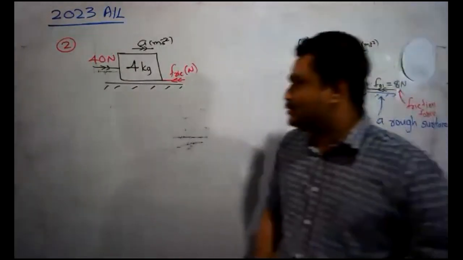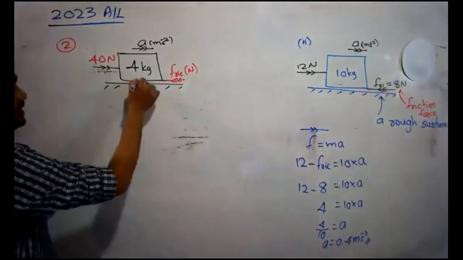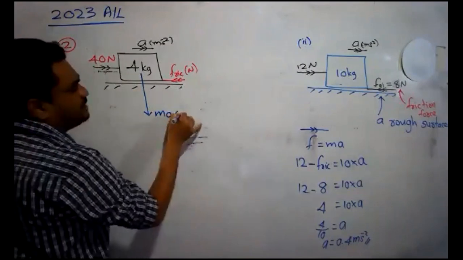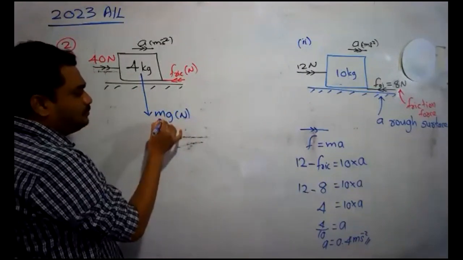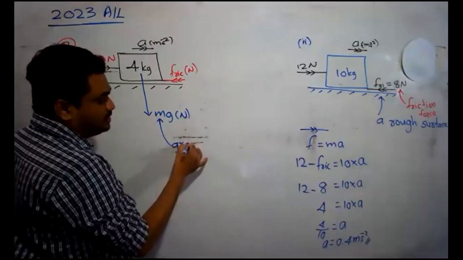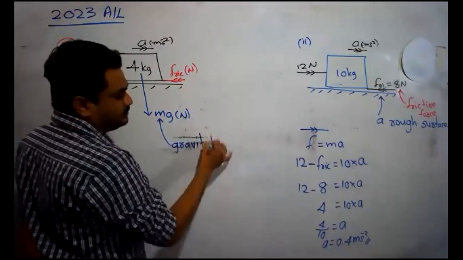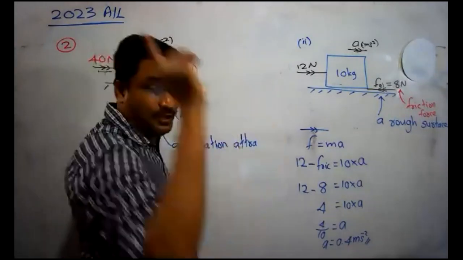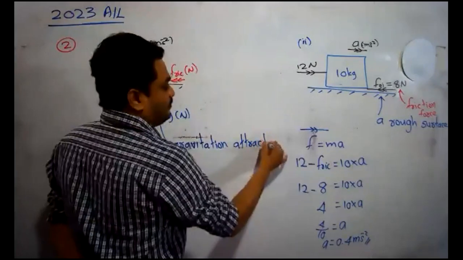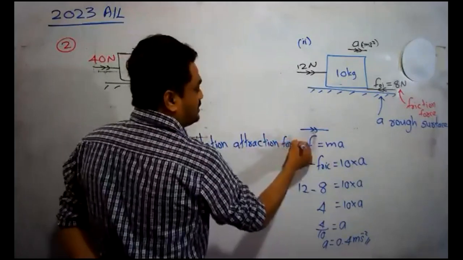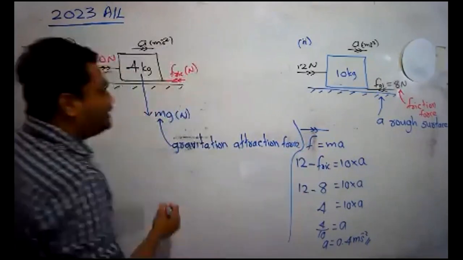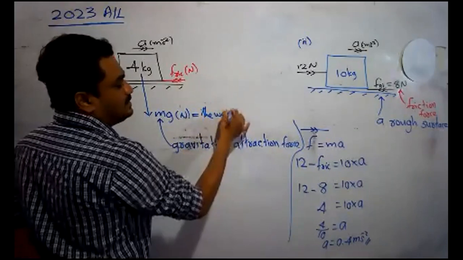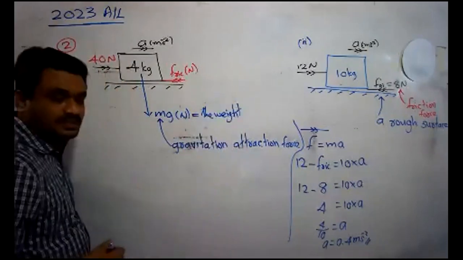Yeah, very good. What are the two forces, dear? The gravitation attraction force given by the earth, mg. Normally we call this gravitation attraction force, please mark it so. But what is the famous term, dear? Weight, sir. Weight of the object. Very good. Gravitation attraction force is the scientific term, but it is widely known as the weight of the object.